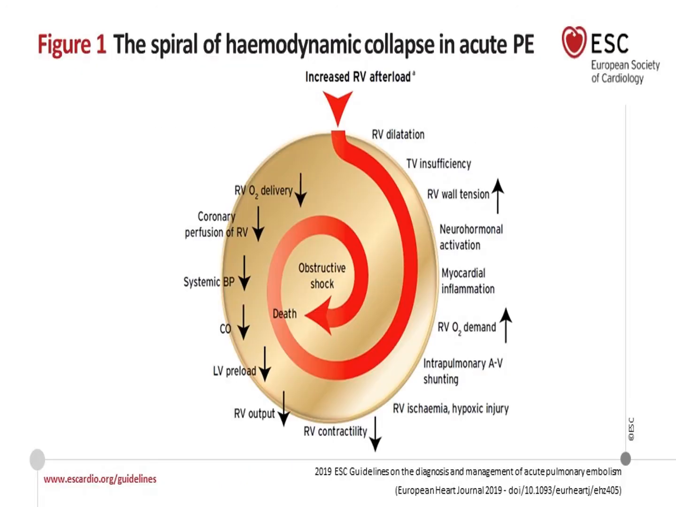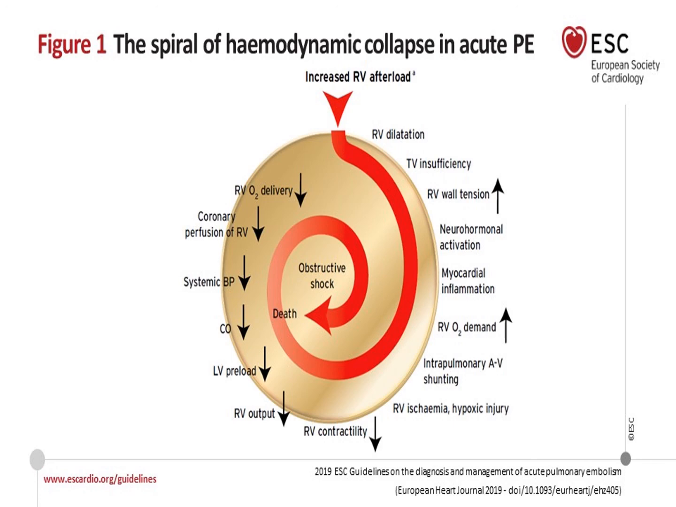When we have a look in more detail at the spiral of haemodynamic collapse in acute pulmonary embolism, you have increased right ventricular afterload due to mechanical obstruction by a pulmonary embolism. This then develops into right ventricular dilatation, which is a common finding on echo of those who have PE. Then you'll get tricuspid insufficiency, and you'll get an inflammatory state in the myocardium. The right ventricle's oxygen demand will increase, contractility will reduce, right ventricular output will reduce.